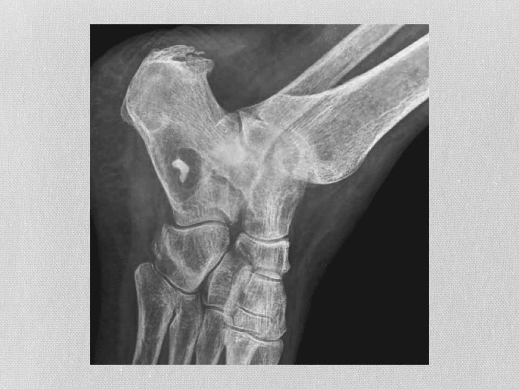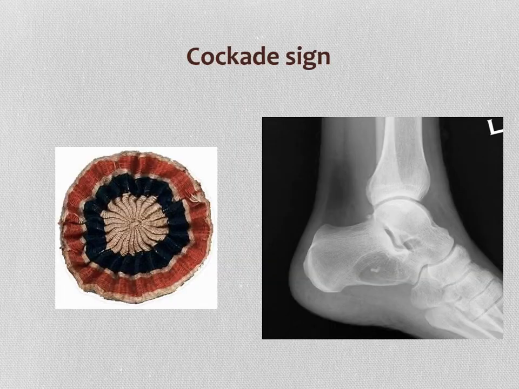The second sign is... So first of all, what do you see here? Osteolytic lesion between the anterior and mid two-thirds of the calcaneus, containing small dense calcification. So what do you think? Intraosseous lipoma. Yes, intraosseous lipoma. And what's the sign? The sign is Cockade sign. Cockade sign is seen in a patient with intraosseous lipoma, in which there will be a well-defined osteolytic lesion with a central calcification resembling the Cockade.